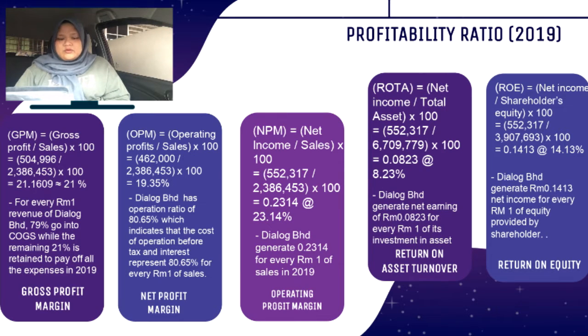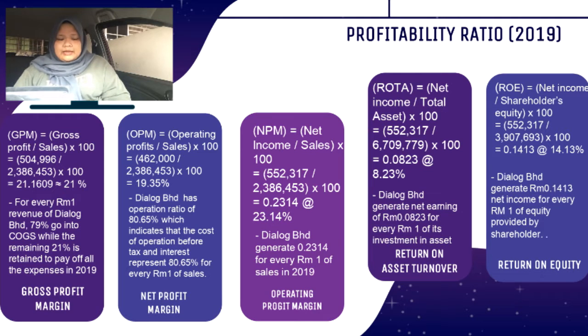And the third one is net profit margin, where Dialog Group Berhad generates 0.2314 for every 1 ringgit of sales in 2019. It means that 23.14% is income for every 1 ringgit of sales in 2019. And the fourth one is return on total asset, where Dialog Group Berhad generates net earnings of 8 cents for every 1 ringgit of its investment in assets, which is 8.23% of 1 ringgit investment is the net income of Dialog Group Berhad.